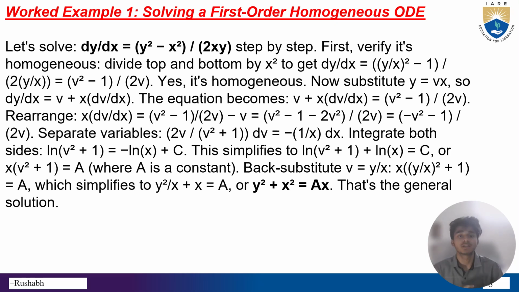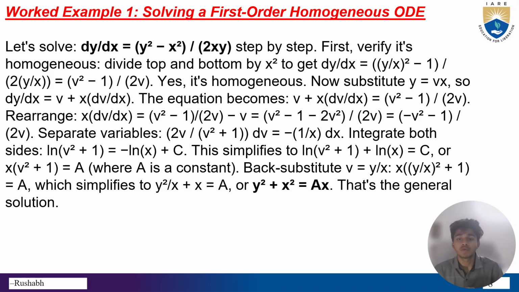In this slide, we are seeing worked example 1, solving a first order homogeneous ODE. Let's solve dy/dx = (y² − x²)/(2xy) step by step. First, verify it's homogeneous. Divide the top and bottom by x² to get dy/dx, and after substituting y/x we get ((y/x)² − 1)/(2(y/x)), so we get (v² − 1)/(2v). Yes, it's homogeneous. Now substitute y = vx so that dy/dx = v + x dv/dx.